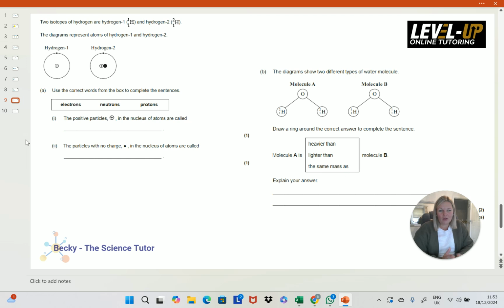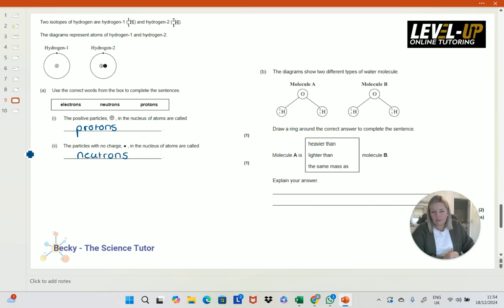Okay, here's an isotopes question. So this is a lower level isotopes question. The question tells you that there are 2 isotopes of hydrogen, hydrogen 1 and hydrogen 2. We've got a diagram of them as well to help support. Use the correct words from the box to complete the sentence. The positive particles. So again, you need that knowledge, but the information is there to try and prompt you. Positive particles are the protons. The particle with no charge, it is neutral, is the neutrons.